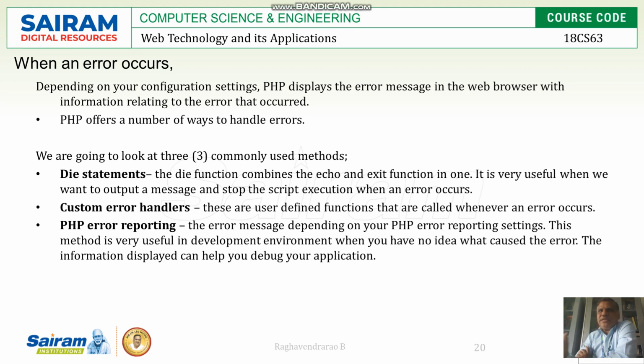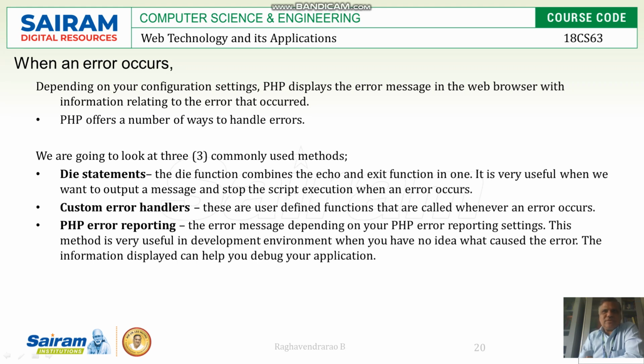We are going to use three methods for these particular errors. There is the die statement, custom error handlers, and PHP error reporting that you can use. What is the function of the die statement? The die statement or function combines the echo and exit functions, meaning it shows what type of error it is, and it will come out of that particular function.